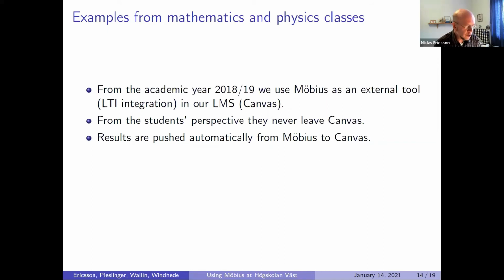I can mention also that for the last 2 years, we have been using the learning management system Canvas, and that has been very good from a Möbius point of view, because we can use what is called LTI integration and connect Möbius with Canvas. So from a student's perspective, they never leave Canvas. So we have just one system now for the students. All the results are automatically pushed from Möbius to Canvas, which is very good because the students can see all their results in Canvas, and we as teachers can also see the results.